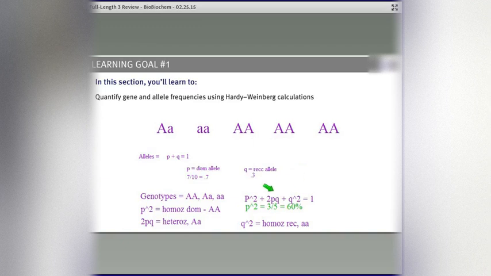Now we take a look at 2PQ. 2PQ, we know is going to be the heterozygous. So what's the fraction that's going to give us the percentage of genotypes that are the heterozygous?